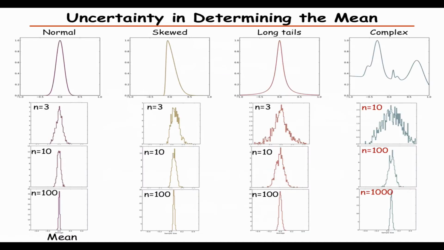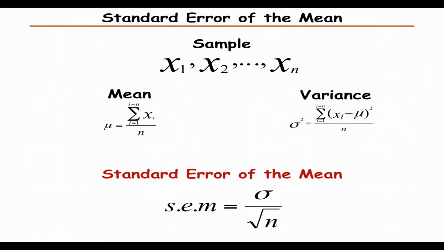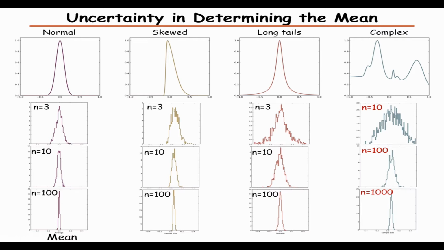So as you saw here, in addition to getting more and more normal, the distributions of the means also get narrower. So what we can look at is the standard error of the mean, which is defined by the width of those distributions. The standard error of the mean is related to the standard deviation of our distribution, but we divide by the square root of the sample size. So if we collect larger and larger samples, we can calculate the mean more and more accurately, as we see from these distributions getting more and more narrow.